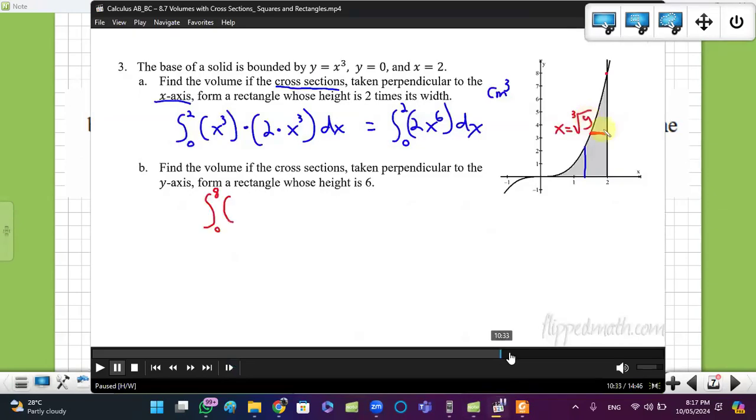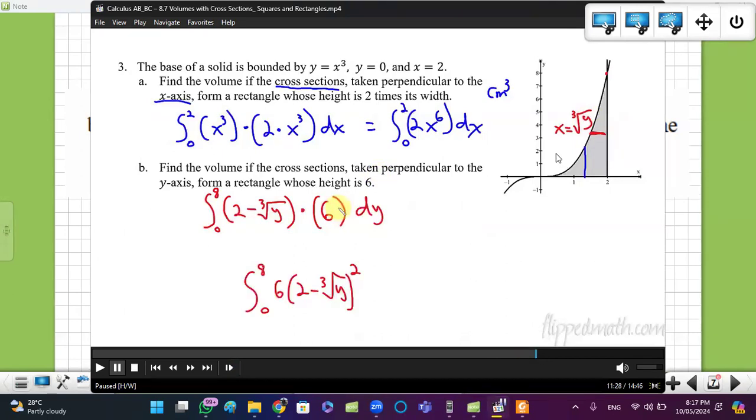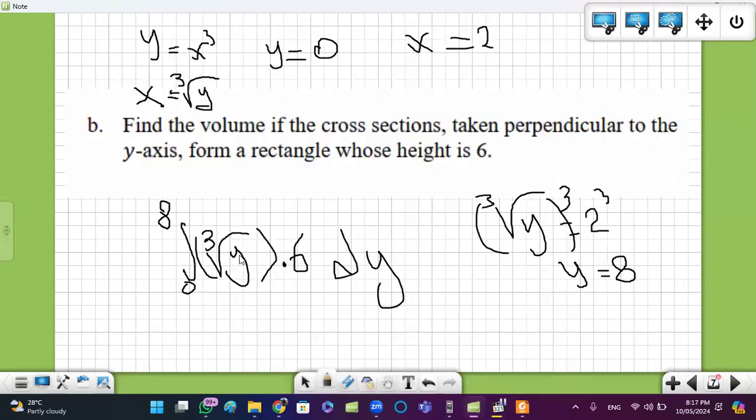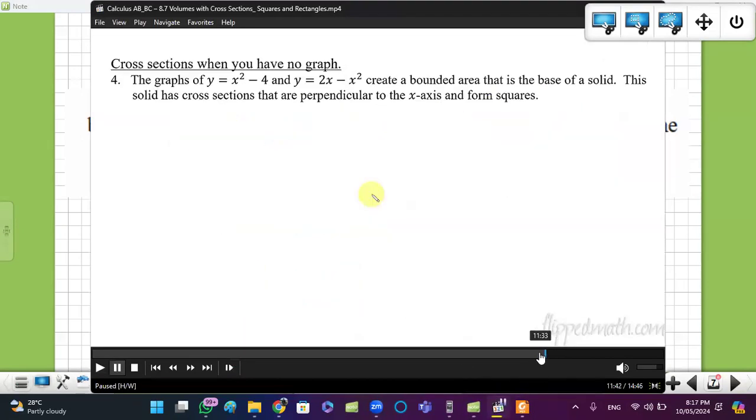See here? 2 minus, because we're going to start from 2. The difference here is 2 minus. This is 1 and this is 2. This is x equals 2. Here 2 minus y, and power 3, cubic root of y, multiplied by 6. Look here. It will be like this.